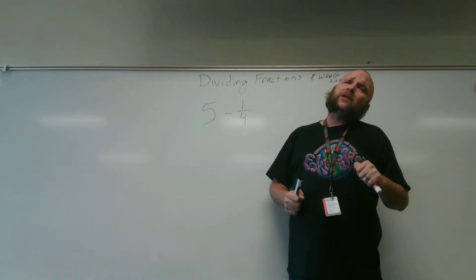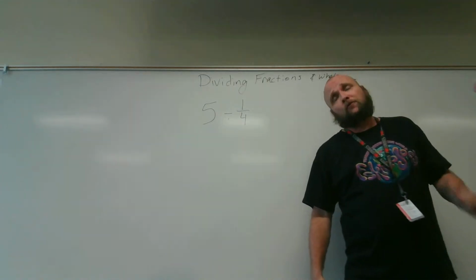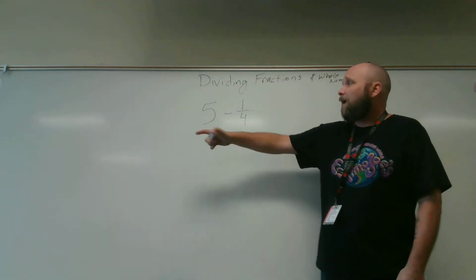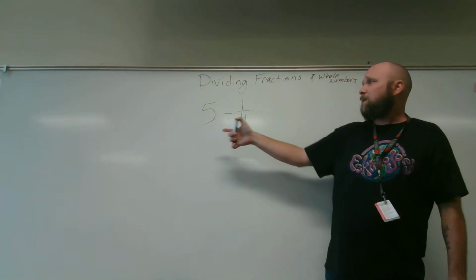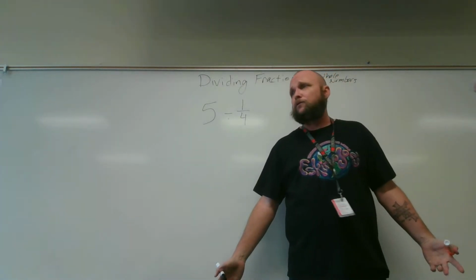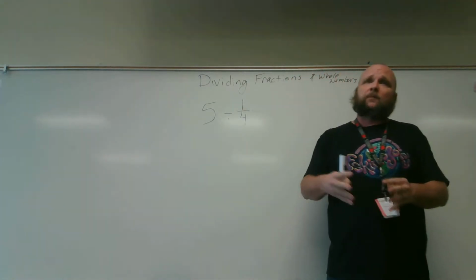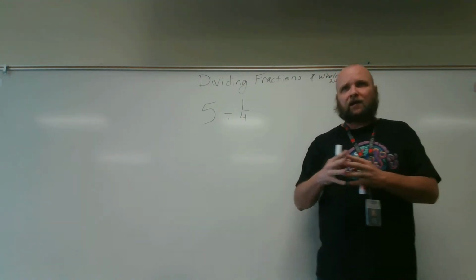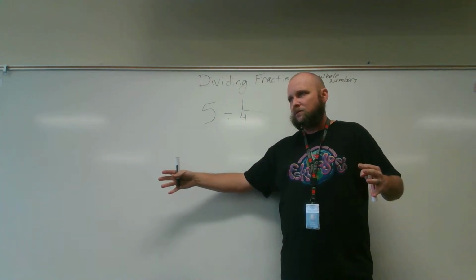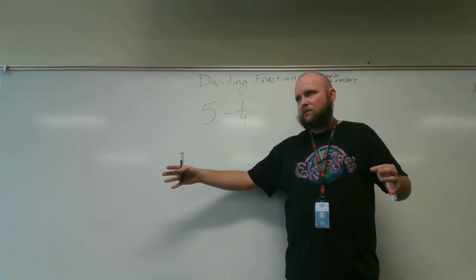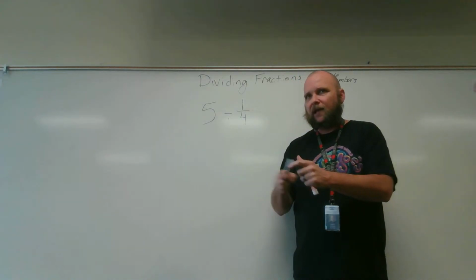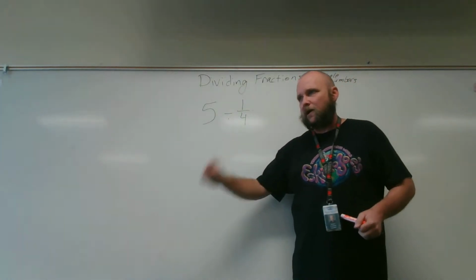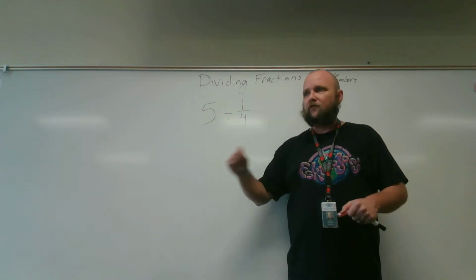I just went to the store last night and I bought 5 pounds of dog food for my dog. Each time he eats 1/4 of a pound of dog food. How many meals am I going to get out of that? Am I going to get just a little number of meals, or am I going to get a bigger number of meals? 5 pounds. Each meal takes 1/4 of a pound.